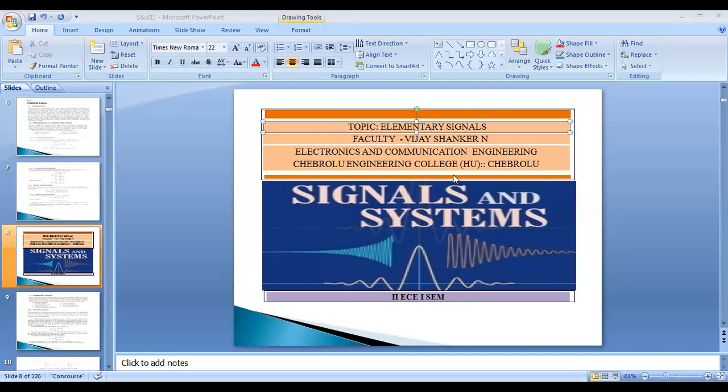The topic is elementary signals. Yesterday, we completed 3 topics in the elementary signals. Not the topics, the 3 elementary signals we completed. That is unit step function, unit ramp function, and the unit parabolic function. Now let us start the remaining elementary signals.